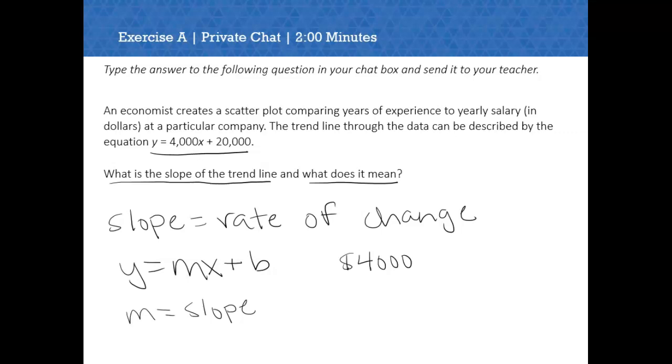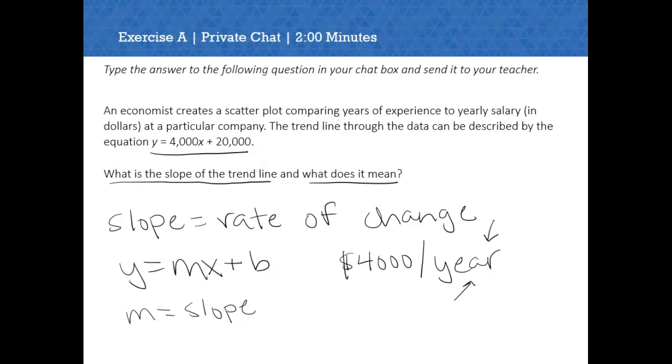And I put dollars because it says in dollars. But remember, with a slope, it's a rate of change over time. So this is dollars per. So an economist creates a scatter plot comparing years of experience to yearly salary. So dollars per year. So you should always have 2 units when we're talking about slope or rate of change. And generally speaking, the time is on the bottom. So year, days, months, weeks, seconds. So that is our bottom here.